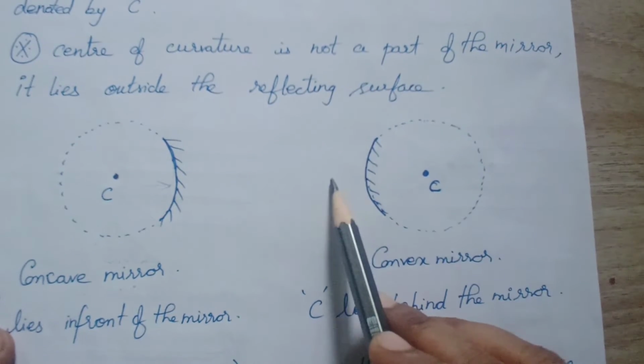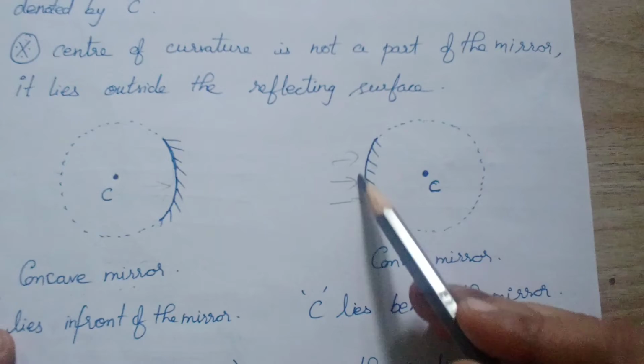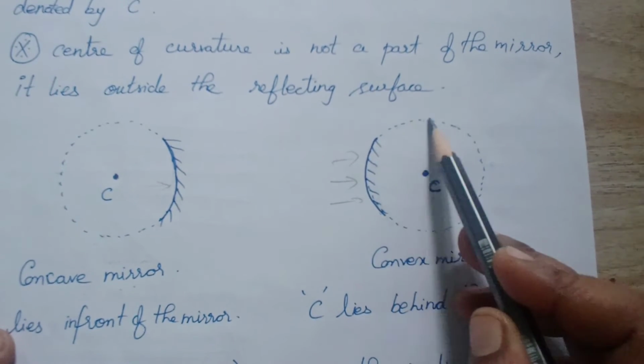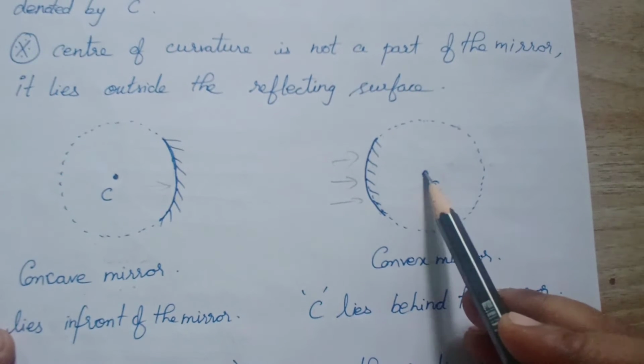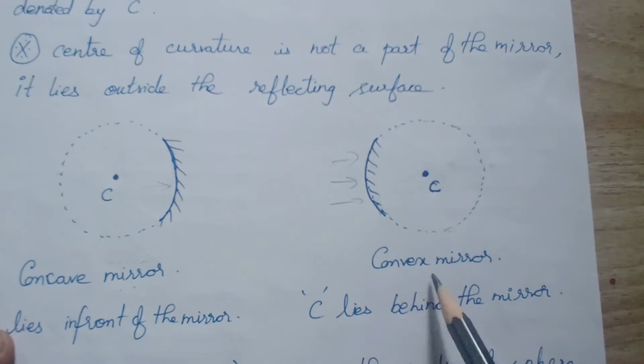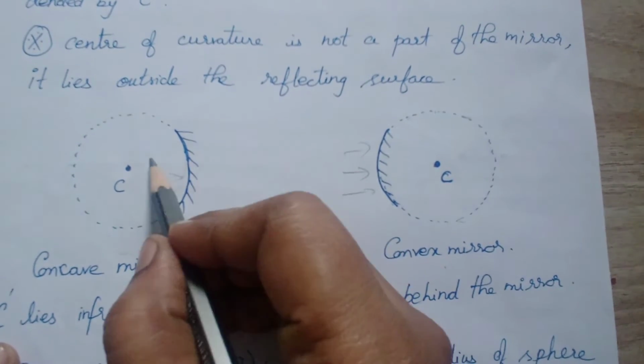This is your reflecting part. The curve is outwards, but it is a part of this sphere. Which one is the center of the sphere? This is the center of the sphere. This is a convex mirror. So look at this. You are standing here.